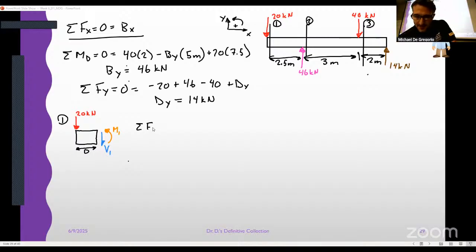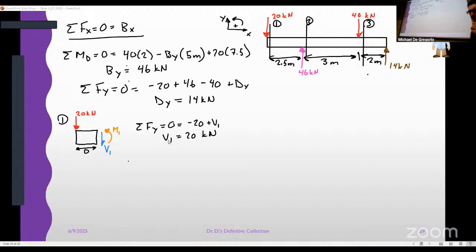I sum the forces in the y direction equal to 0. Negative 20 plus V1, so V1 equals 20 kilonewtons. Okay? Great. So what did we show? We show that the shear at the start of the beam is 20 kilonewtons. Okay, great. Now what? Oh, sorry, this would be negative and negative. Don't worry about my sign errors. Be worried about your sign errors.